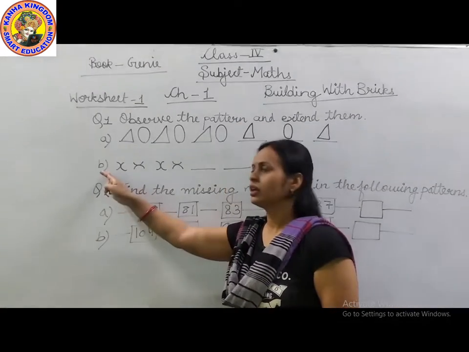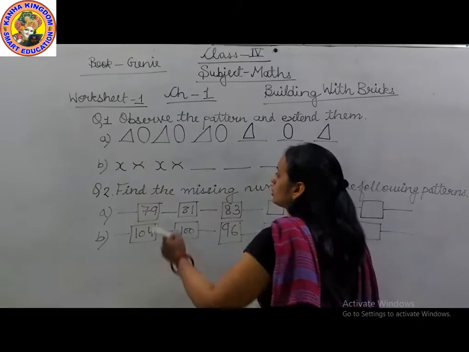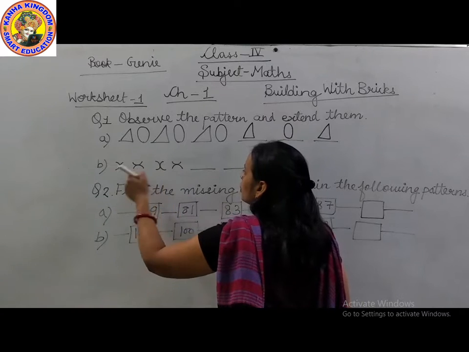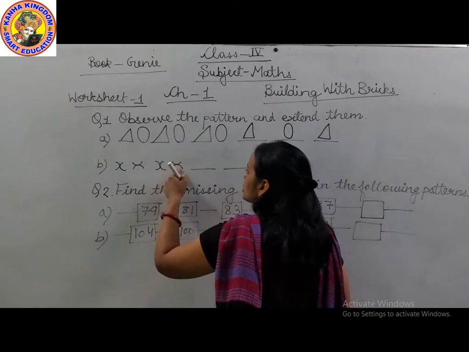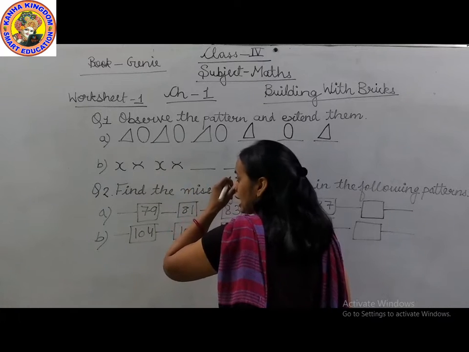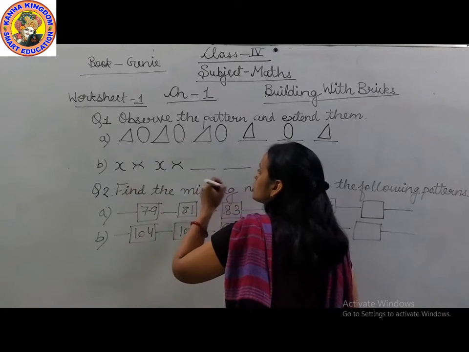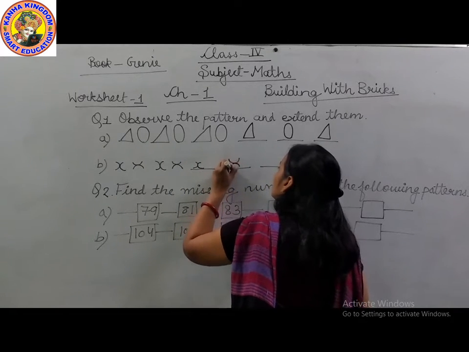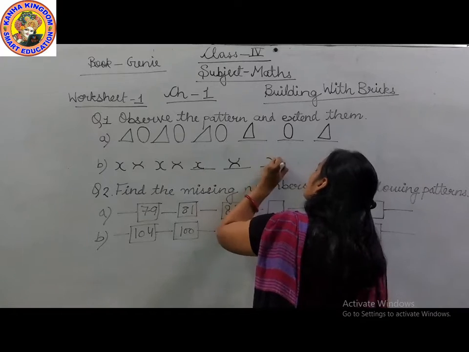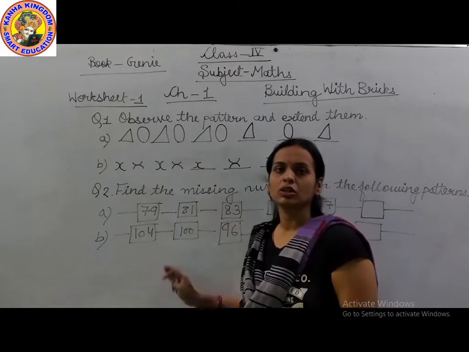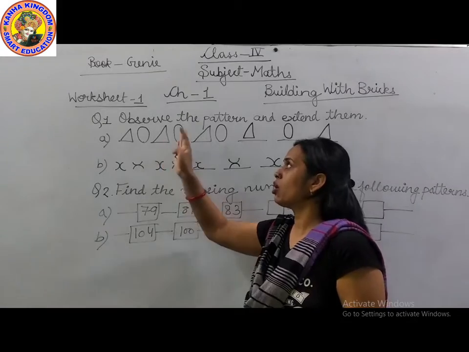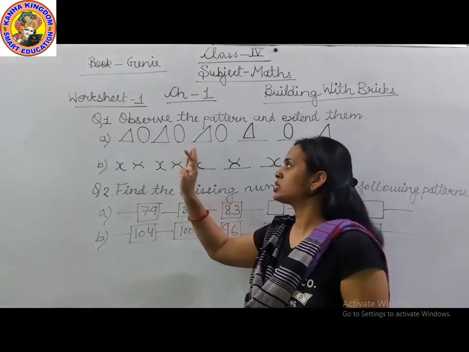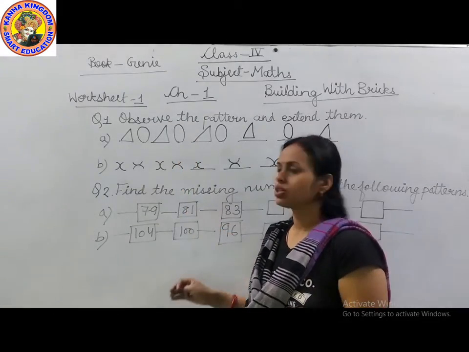Now question B. Look at the pattern. So 1, 2, 3, 4. So this shape is followed by, X is followed by this. So what was the next? X. Then this. And next this. Okay, so this is your question number 1. Observe the pattern and extend them. The rest of the 3 questions, C, D and E, solve in your Genie book.